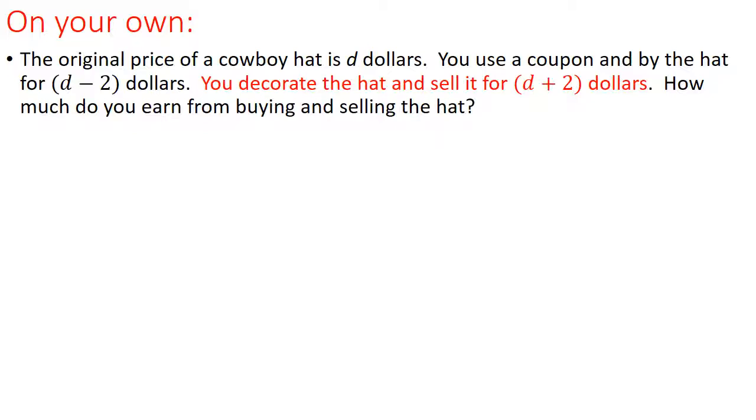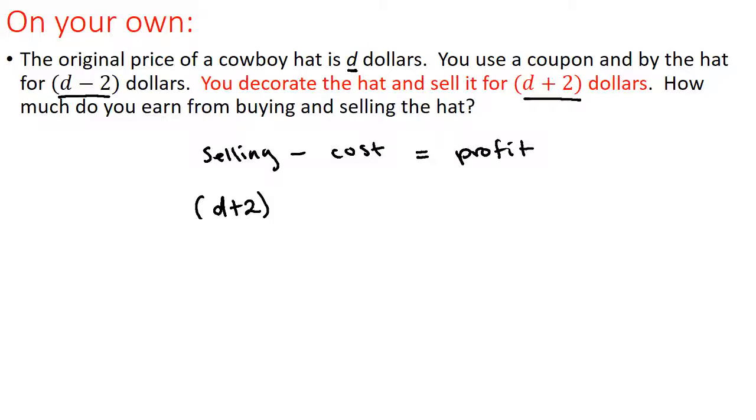So again, this problem looks just like our other one. We're selling our hat for d plus $2 this time, and we are buying it for d minus $2 this time, and the original price is d dollars. So as we look at this, we can set it up as my selling minus my cost, which is what I bought it for, is going to equal my profit. Okay, so I sold it for d plus 2. I'm going to take away how much it cost me, which was that d minus 2, and that is going to be equal to my profit.